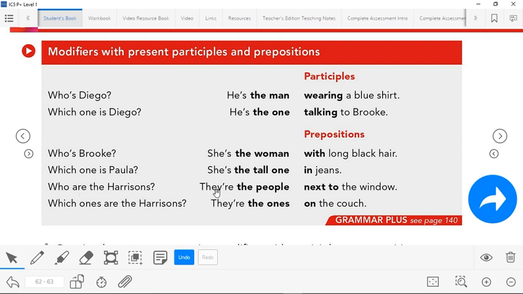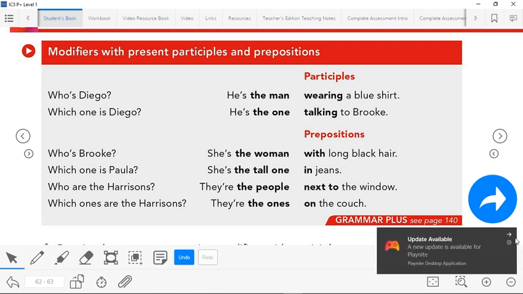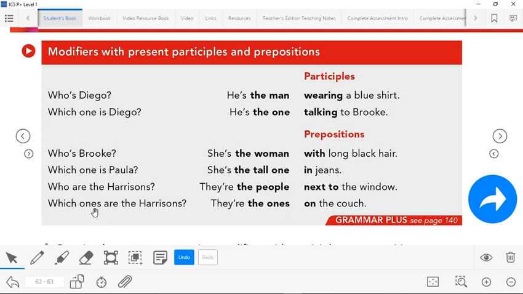Who are the Harrisons? They are the people next to the window. You look for the window. The people that are next to it are them, okay? Which ones are the Harrisons? They are the ones on the couch. You can use prepositions to say how they look or where they are in the place. And that is a way to identify them.